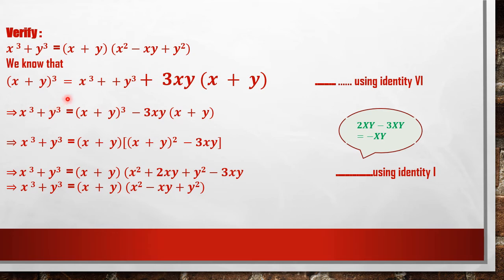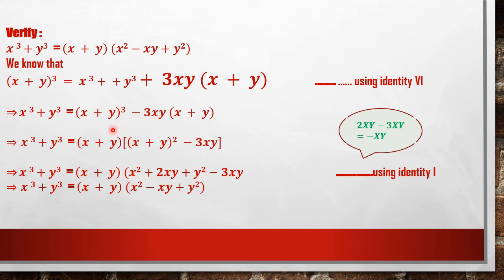So from this we are going to derive. Here can you see x cube plus y cube? Shift it to LHS and then transpose this last term over that. Then what will it become? It will become minus 3xy (x plus y). So here this is (x plus y) whole cube minus 3xy (x plus y).